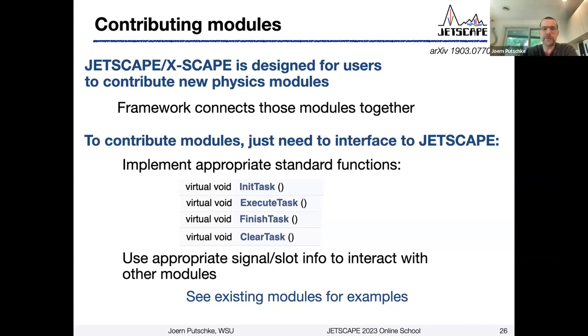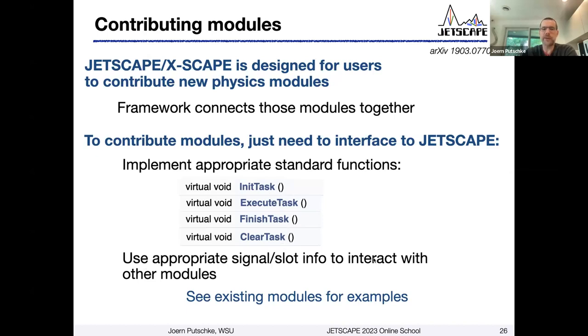Okay, so this is now very briefly contributing modules, and this will be coming in the hands-on session. If you want to contribute your own physics modules, in particular if you want to stick to the JETSCAPE mode, so to speak, then the framework connects those modules together. So to contribute models, you just need to interface to JETSCAPE. We provide base classes for all of the modules you saw before in the flowchart, and you inherit from them. For example, if you want to write an initial state module, you have to inherit from the initial state base class, and so on. Then you have to implement the appropriate standard functions: init task, execute task, finish task, clear task.